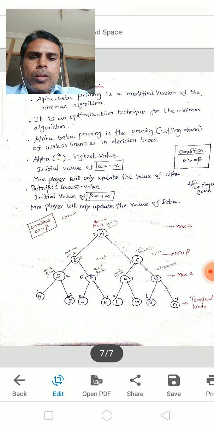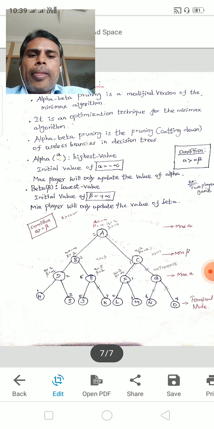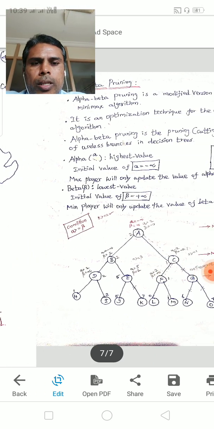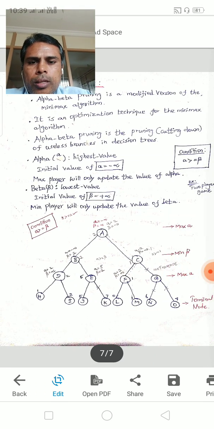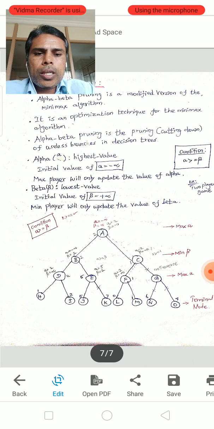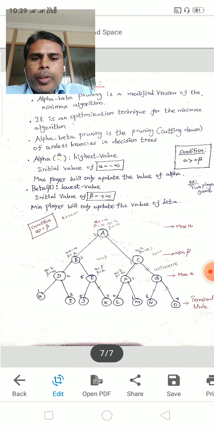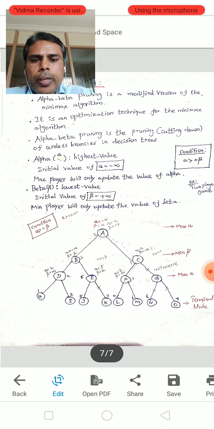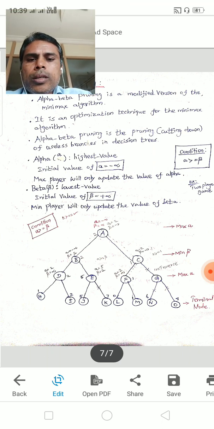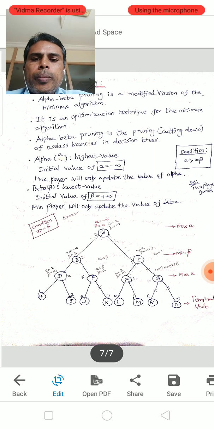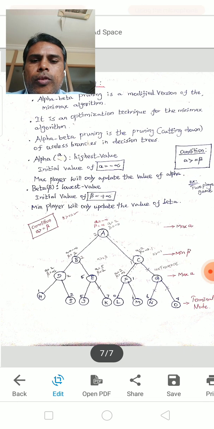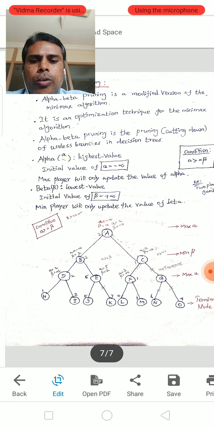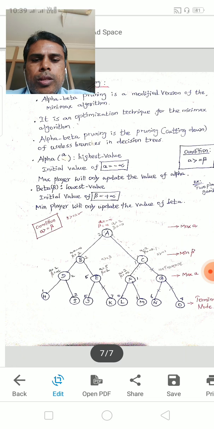And another one is the basic definition of alpha beta pruning. Alpha beta pruning is a modified version of the min-max algorithm. It is an optimized technique for the min-max algorithm. Alpha beta pruning is the pruning, cutting down of useless branches in the decision tree. There are two concepts implemented: one is alpha, another one is beta. Alpha means highest value, alpha is equal to minus infinity, and beta means lowest value, so the initial value of beta is equal to plus infinity.